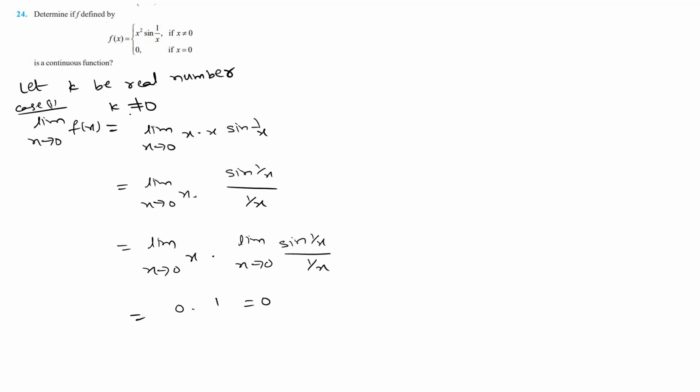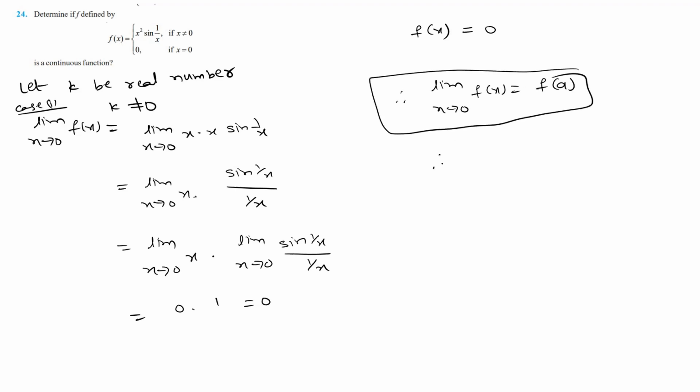Okay. If k is not equal to 0 also we are getting 0 here. Even the value of the function also will be 0 only. If we find the value of the function f of x, if x equal to 0, this function is equal to 0 only. Okay, therefore limit x tends to 0 of f of x is equal to f of a. So f is continuous for all real numbers.